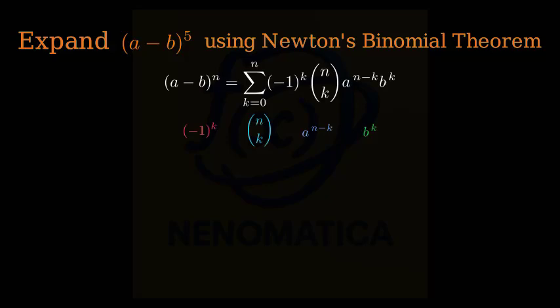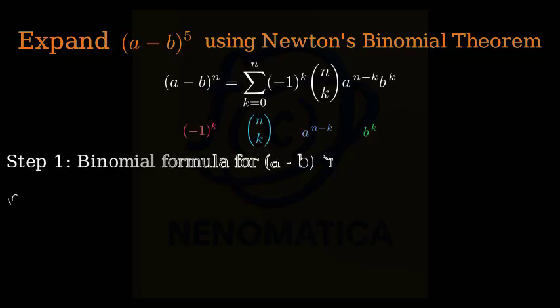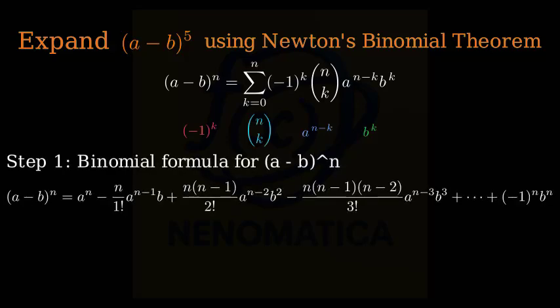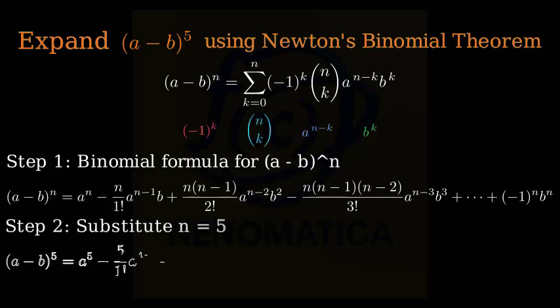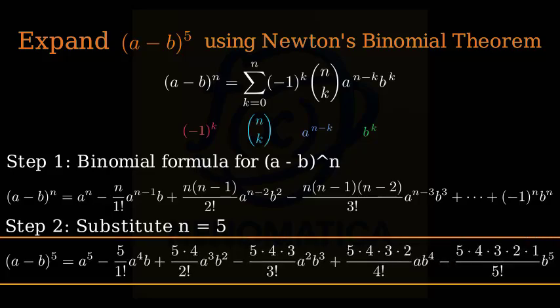Then we have a to the n minus k and b to the k. Step 1. Write the binomial expansion formula for a minus b to the n. This is the expanded factorial form with alternating signs. Step 2. Substitute n equals 5 into the formula. Carefully keep the alternating signs and the factorials.